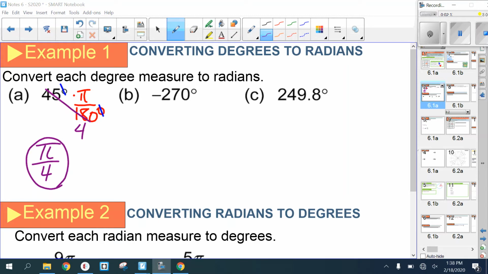Part B, negative 270 degrees. We're going to convert to radians, so we're going to do that same conversion, times pi over 180. Probably the best thing that you can do is reduce a fraction. I can see that 90 goes into 270 3 times and into 180 twice. So reducing that fraction, you're going to get negative 3 pi over 2.